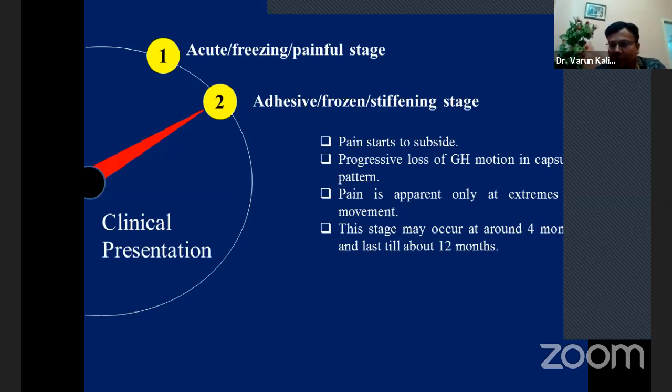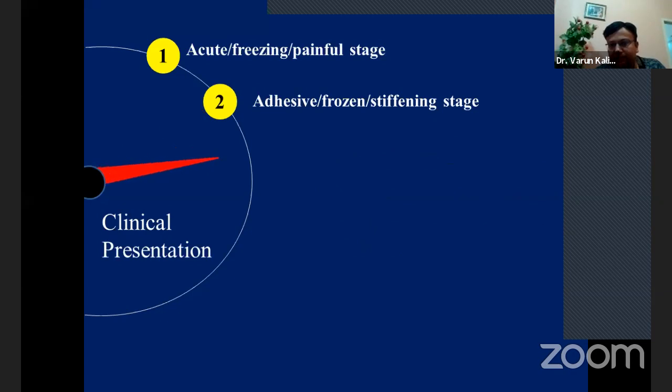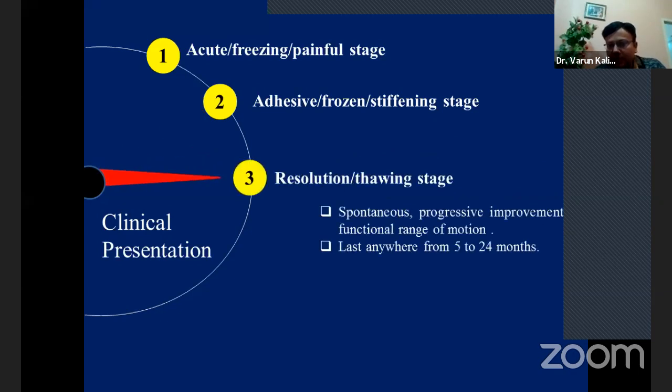And the third one, that is the last stage, is the resolution or thawing stage. In this stage, spontaneous progressive improvement of functional range of motion takes place. And this stage also lasts from 5 to 24 months, and it's a very lengthy stage.